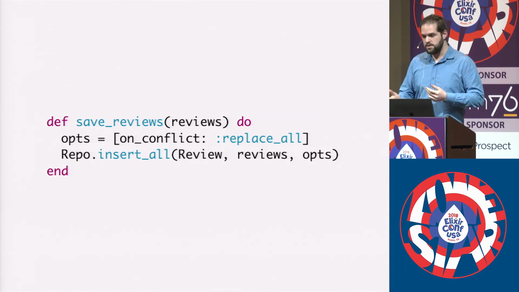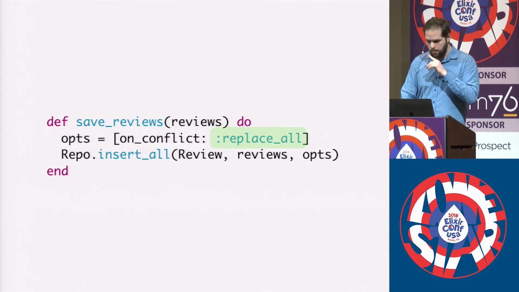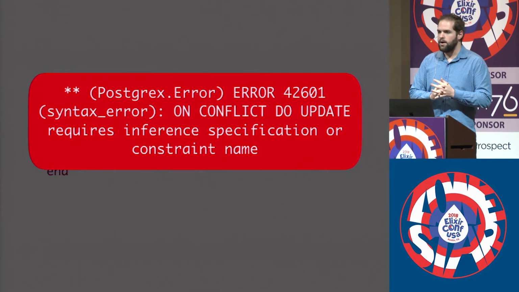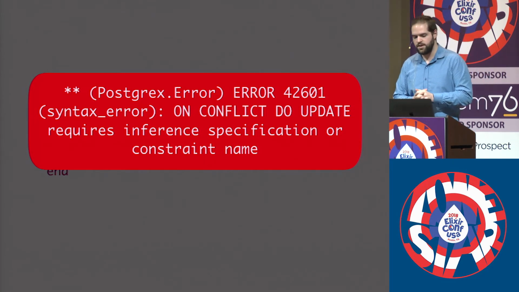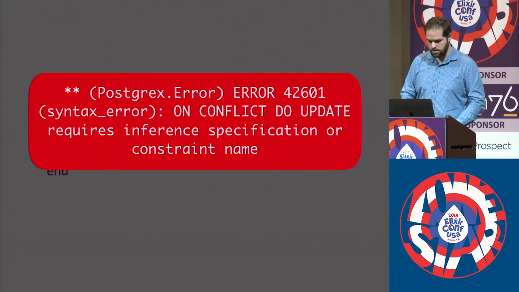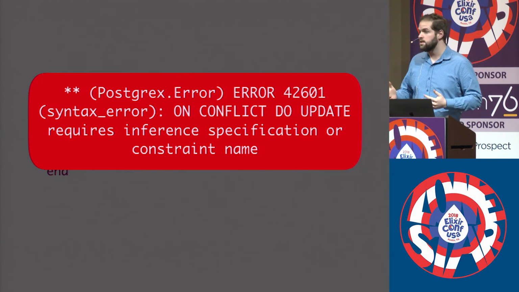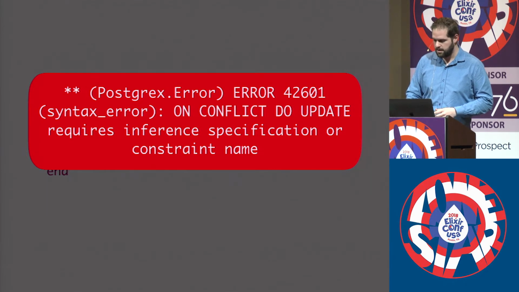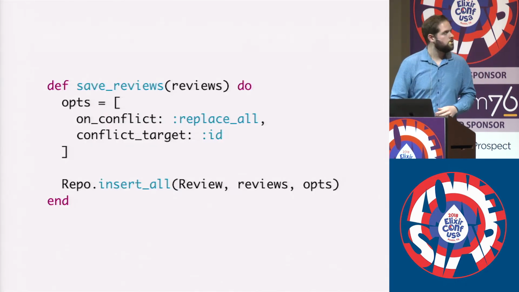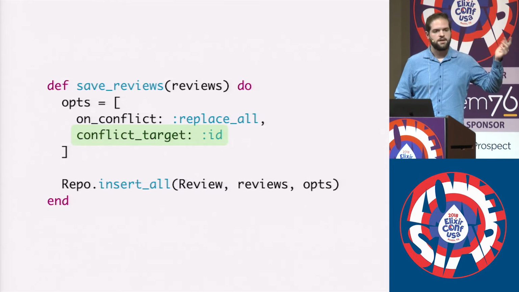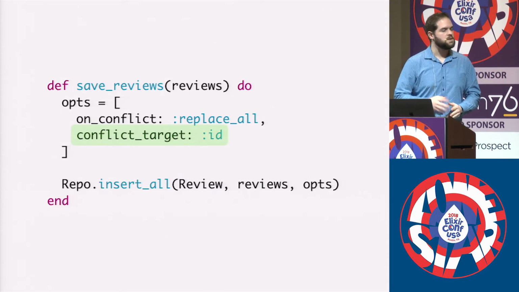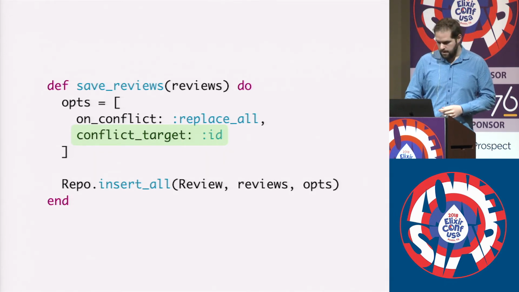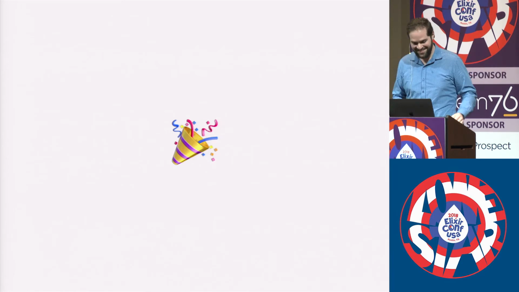The problem is, if we do this as is, we're going to get another Postgres error saying that we require specification of a constraint to target. And so when you want to use an update in your on conflict, you have to actually specify a conflict target. So in Ecto, that's pretty simple. You just have this conflict target option that you pass in, specifying on which fields there would be that unique constraint to watch for. So then we get another ta-da.